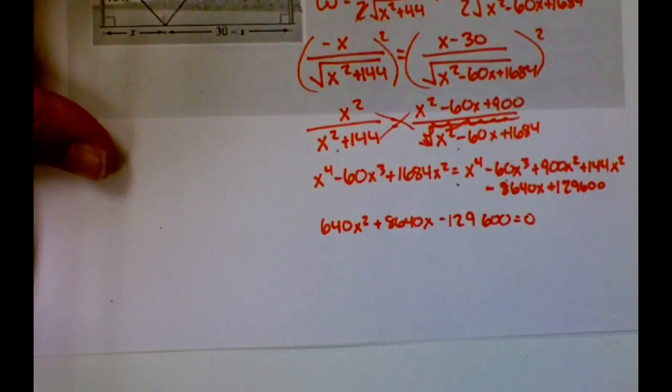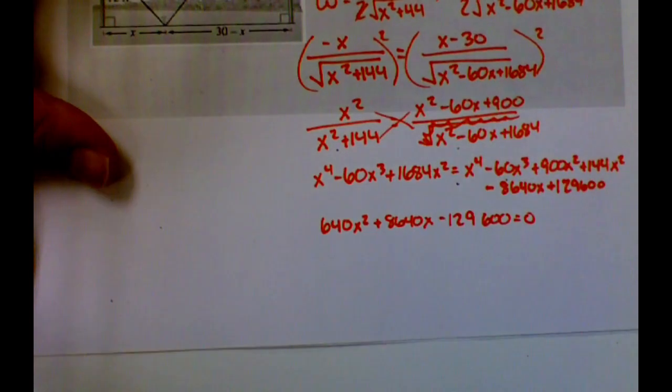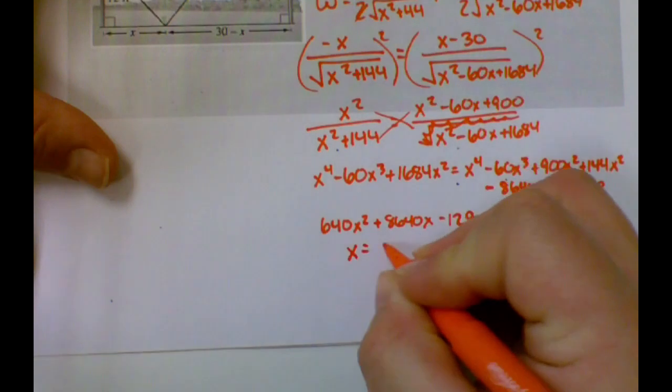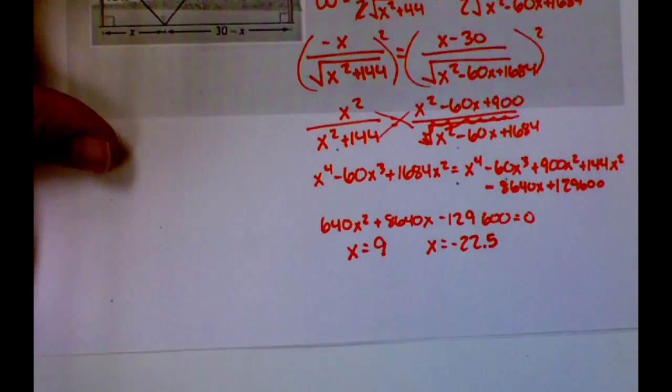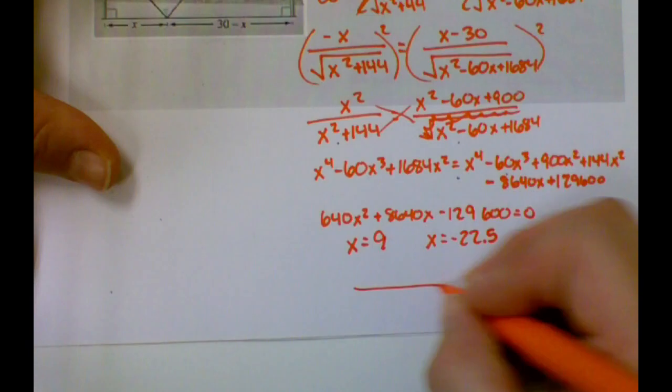Now I'm just going to type this in my calculator and use the quadratic formula. My answers are possibly x equals 9 and x equals negative 22.5. Well, I know that x can't be negative because it is a distance. So my answer better be 9.